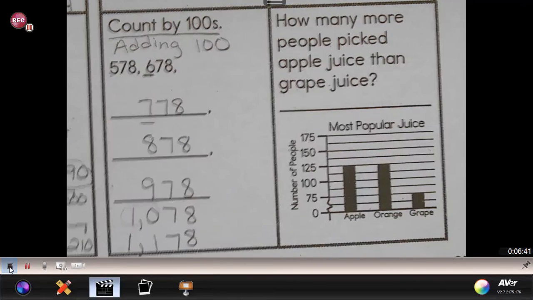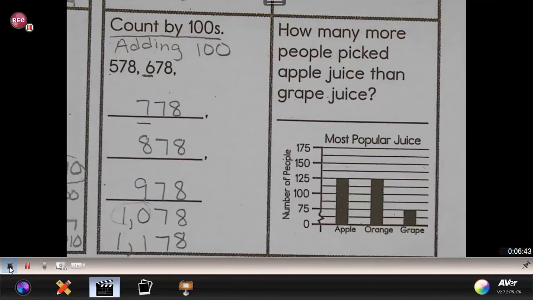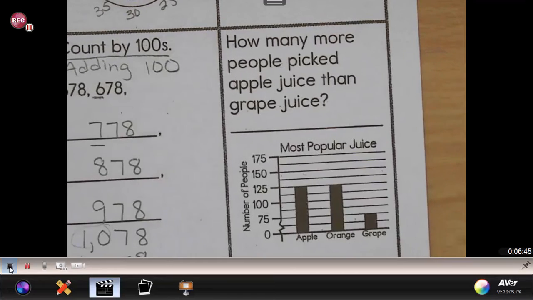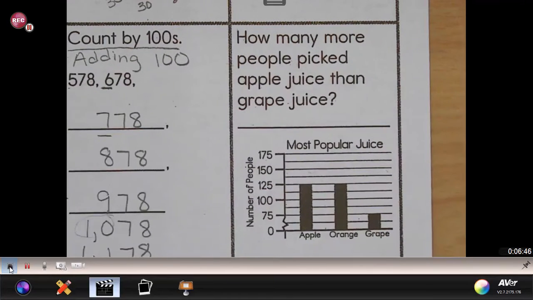Our next problem has to do with looking at a bar graph. So you will notice that it's asking people what is their favorite juice. So it's taking a poll or taking a survey on who likes or what is the most popular juice. So we have 3 different types of juice here. We have apple juice, we have orange juice, and we have grape juice.